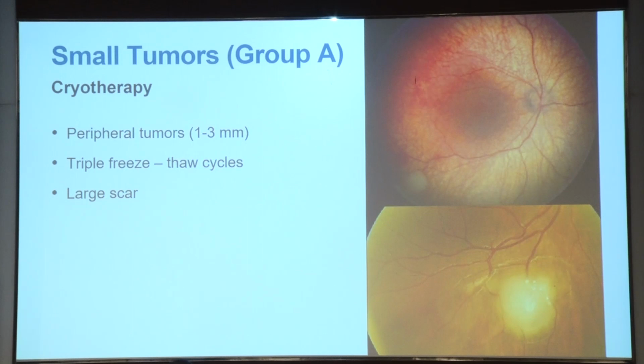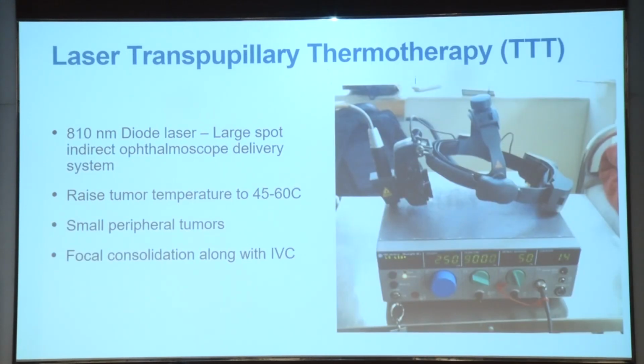Now, when you see a very small tumor, that's like group A, we have two very good modalities to treat these tumors, very small peripheral tumors, 1 to 3 millimeter in size. You can do cryotherapy, where triple freeze-thaw cycles are given, and the only disadvantage is that with cryo, the scar produced is fairly large. So we have the other option, laser transpupillary thermotherapy, that's the TTT, where we use an 810 nanometer diode laser, and the spot is delivered through a large spot indirect ophthalmoscope delivery system, which raises the tumor temperature to about 45 to 60 degrees, and that produces a subtle graying of the tumor. That's your end point. For small peripheral tumors, simple TTT can be enough. For group A tumors, TTT also has a significant role as a focal consolidation measure along with systemic chemotherapy.